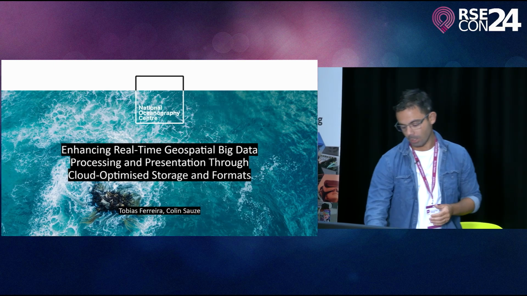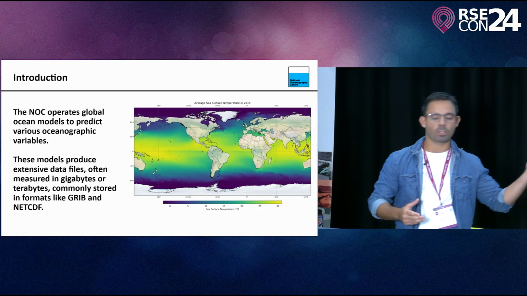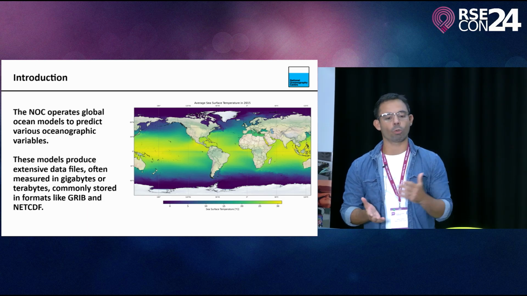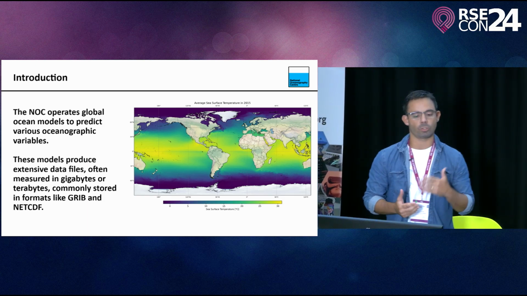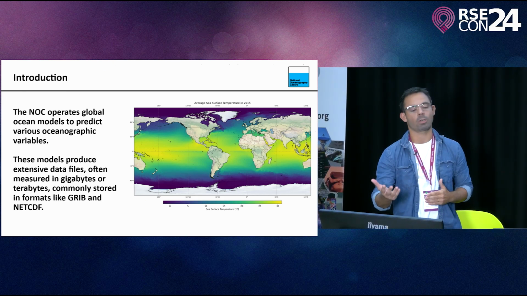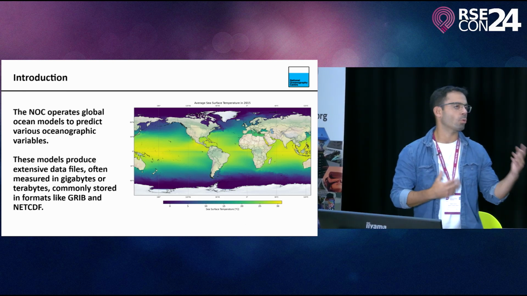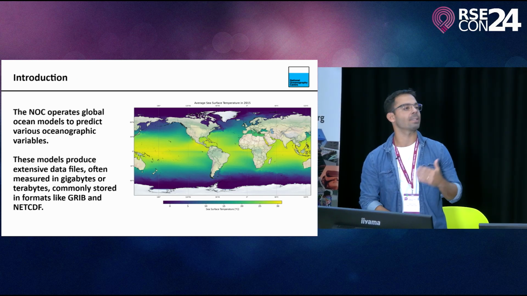and formats. So I work at NOC, and NOC, like any other institution in the UK, operates global ocean models to predict various oceanographic variables. These models generate daily extensive data files, normally multi-gigabyte or multi-terabyte files. And the most common file formats that scientists like to work with are GRIB and NetCDF.